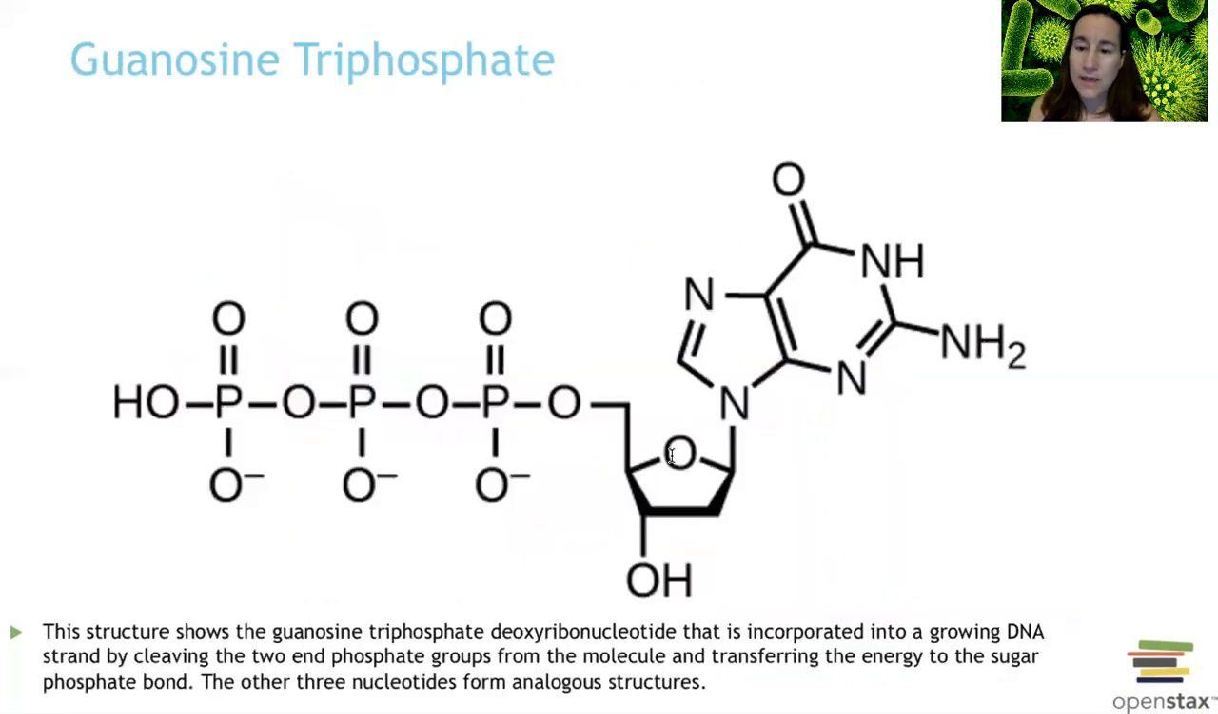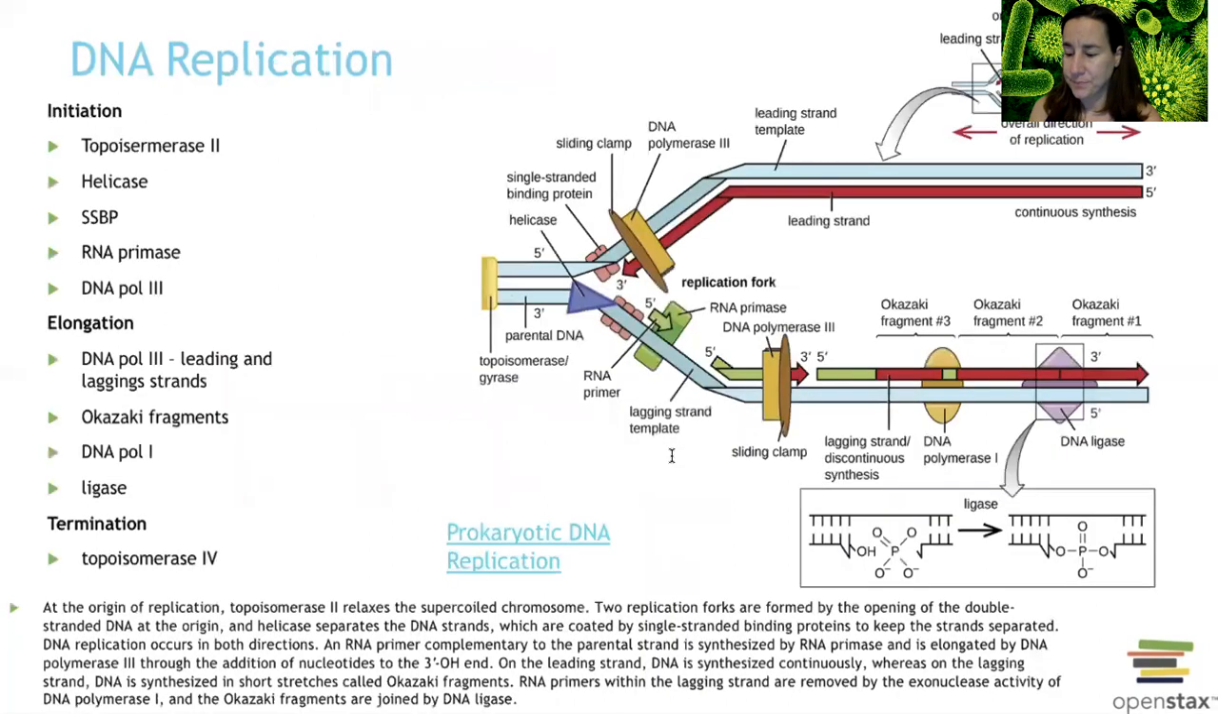Okay, so how do these guys replicate? We're going to go through the process of replication. They are going to need to use energy to do this. So we've got this GTP molecule. It's similar to ATP, in that it's going to be an energy currency kind of molecule.